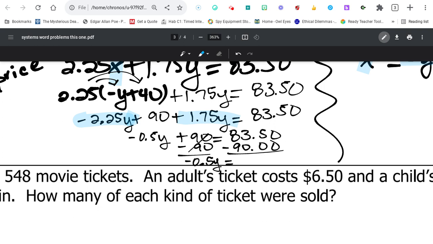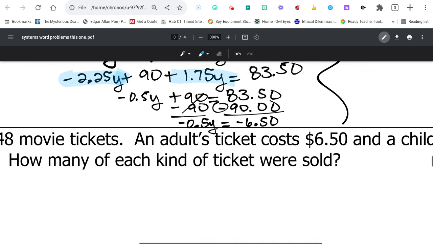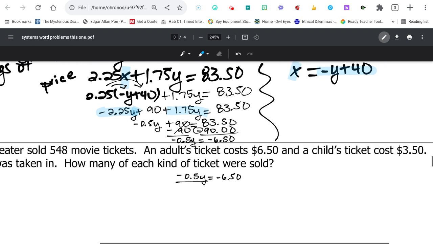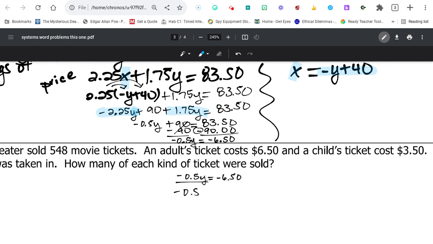I'm going to have to go down into the other problem. I know it's messy, guys. That's going to be negative 2. Yeah, I'm going to have to go down into this problem, okay? I'm sorry. I'm just going to rewrite this down here. I hope that doesn't confuse anybody. Then I'm going to divide both sides by negative 0.5.